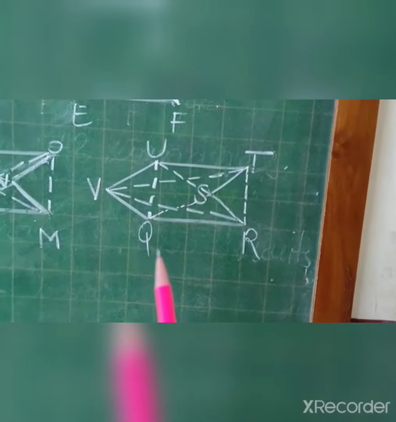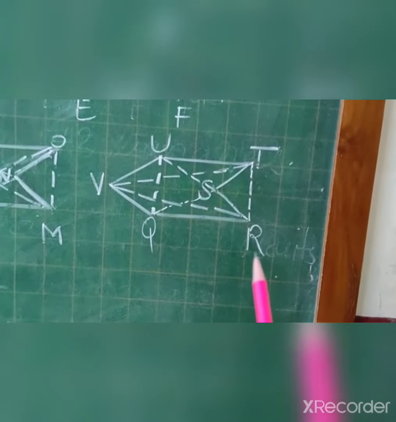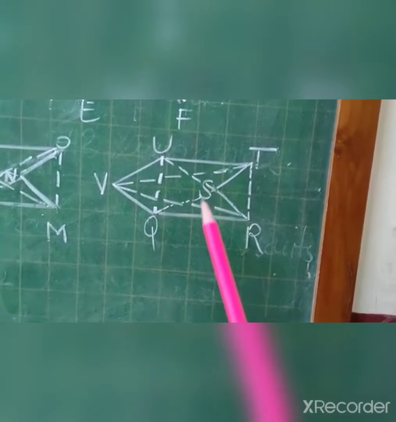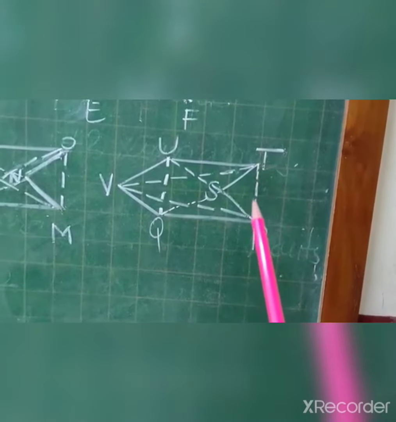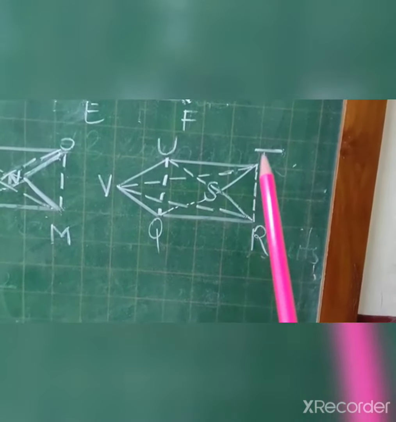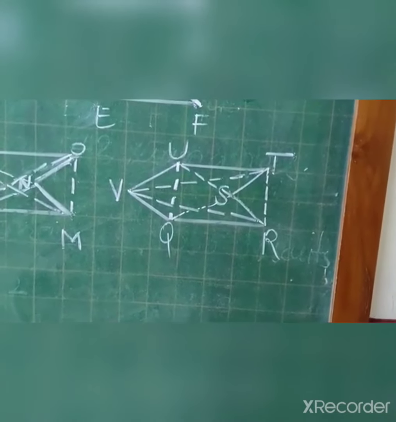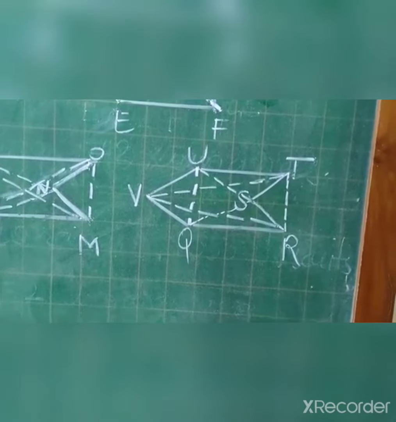The polygon's name is QRSTUV. Q to R you will not take. Q to S. R to S you will not take. R to T. The diagonal is outside, you can see. So it is also concave. So now you understood very well the difference between convex and concave.